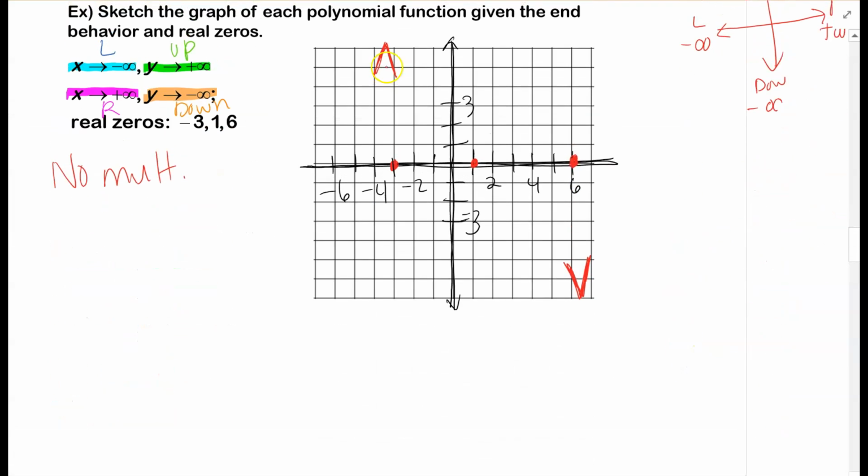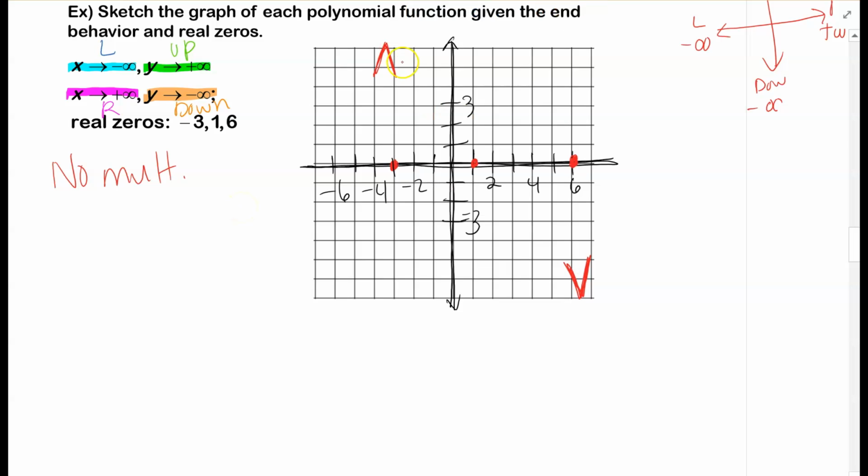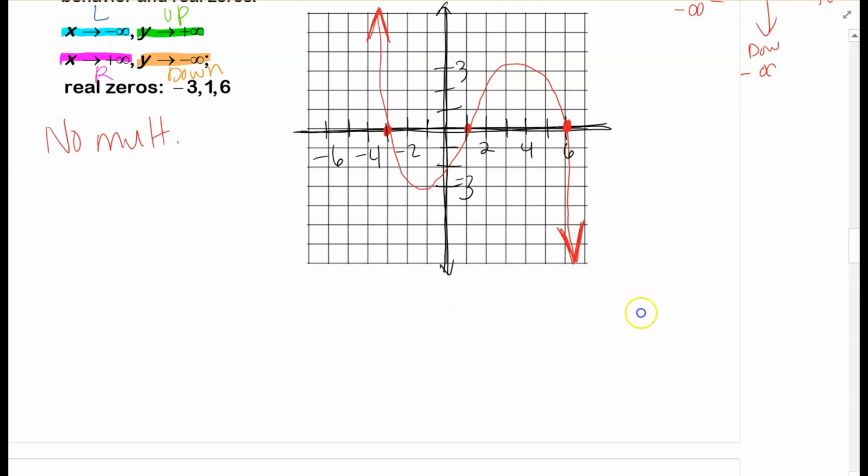So I'm going to start over here where I have my arrow, and I'm just basically going to connect my dots. I have no multiplicity, so I have to cross the x-axis every time. So I cross the x-axis at my 0, and then I have to go back up to cross at the other 0, and then back down to cross the other 0. Okay, how far down and then how far up you go doesn't really matter too much. The important part of this lesson is that you cross at the correct x values at the zeros, and you have the correct end behavior. Okay. So that's the sketch of the graph for the first example.